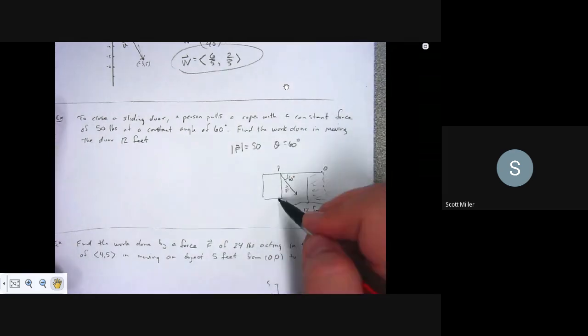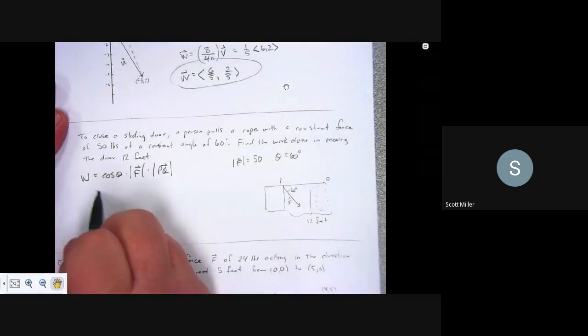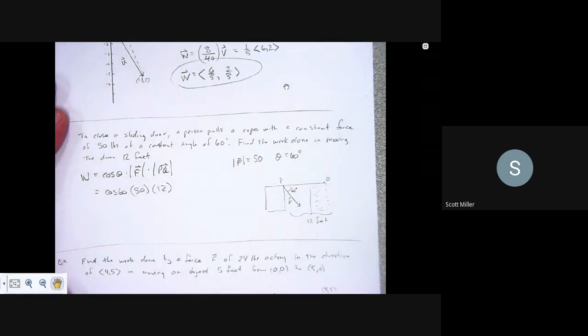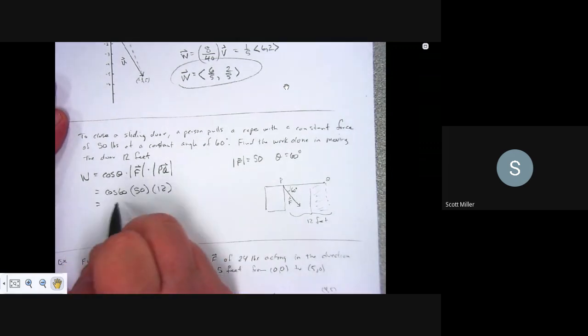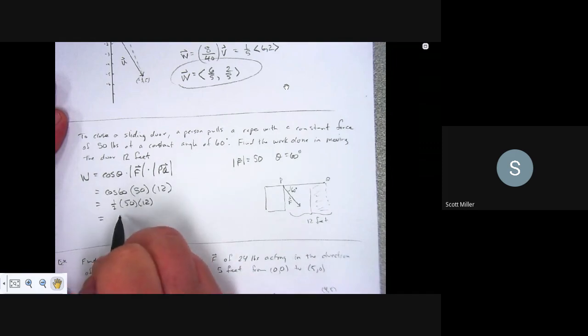If I want to find the work, and we're going to travel 12 feet, then I'm going to use the formula: the work is the cosine of our angle times the magnitude of our force times the distance that we are traveling. We just plug our numbers into this. So the cosine of 60 degrees times 50 times 12. Cosine of 60 is 1/2, and we multiply this out and get an answer of 300.